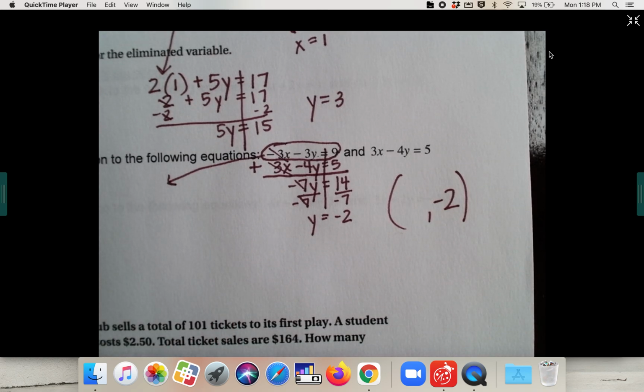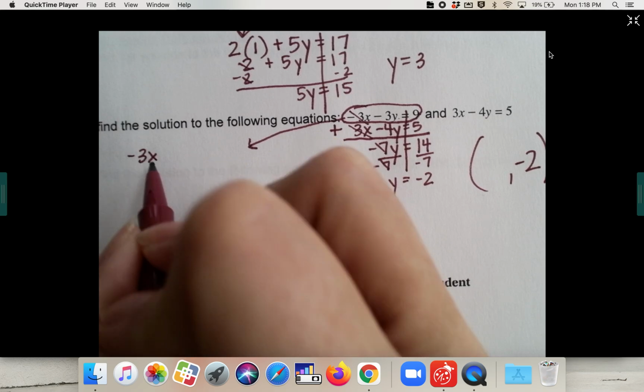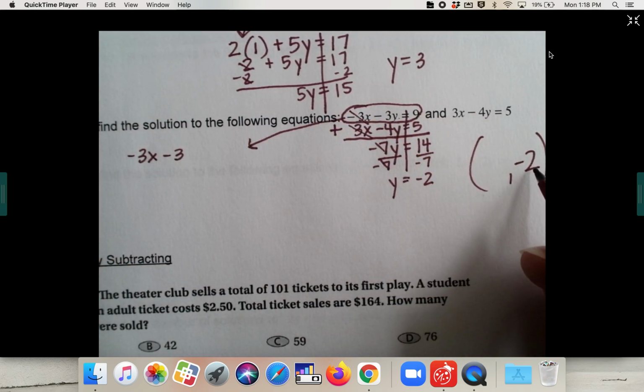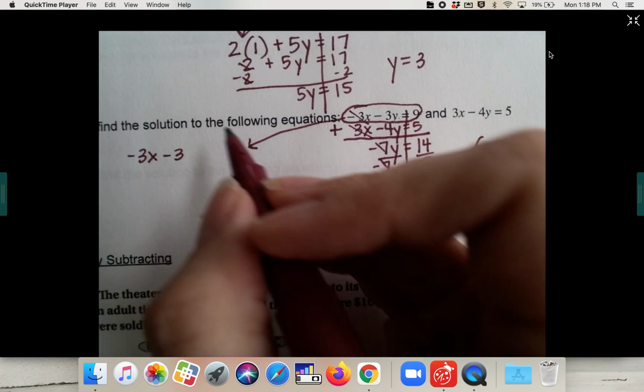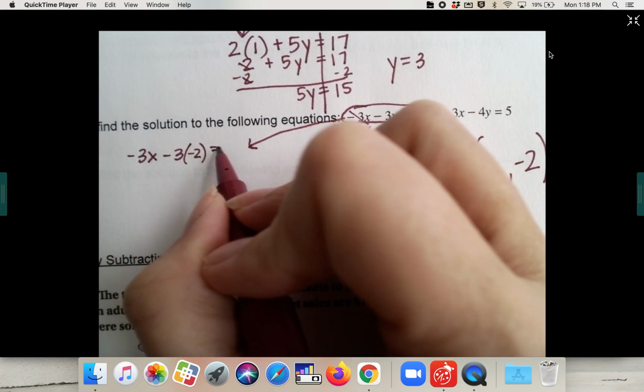But it doesn't matter which one I pick. And I'm going to go rewrite it. Negative 3x minus 3, not y, but times negative 2, because that's what y is. So negative 2 equals 9.